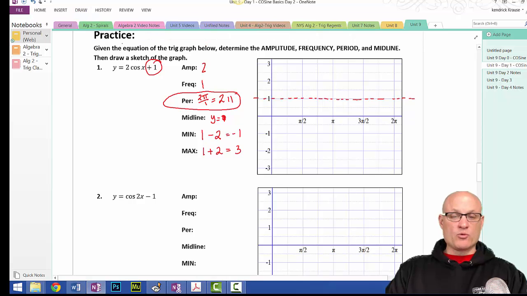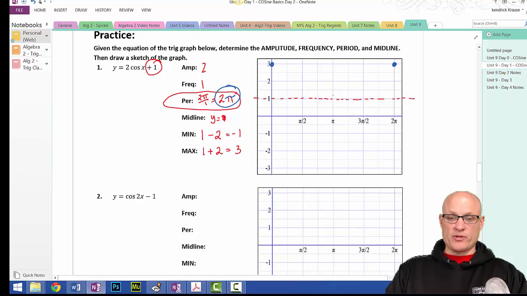Now, remember, a cosine curve starts at a maximum. Well, its maximum is 3. We didn't move left or right, so we're going to start at a maximum. We're also going to end the full cosine curve at a maximum. Since it takes 2 pi to finish a full cosine curve, at 2 pi I will put another maximum.